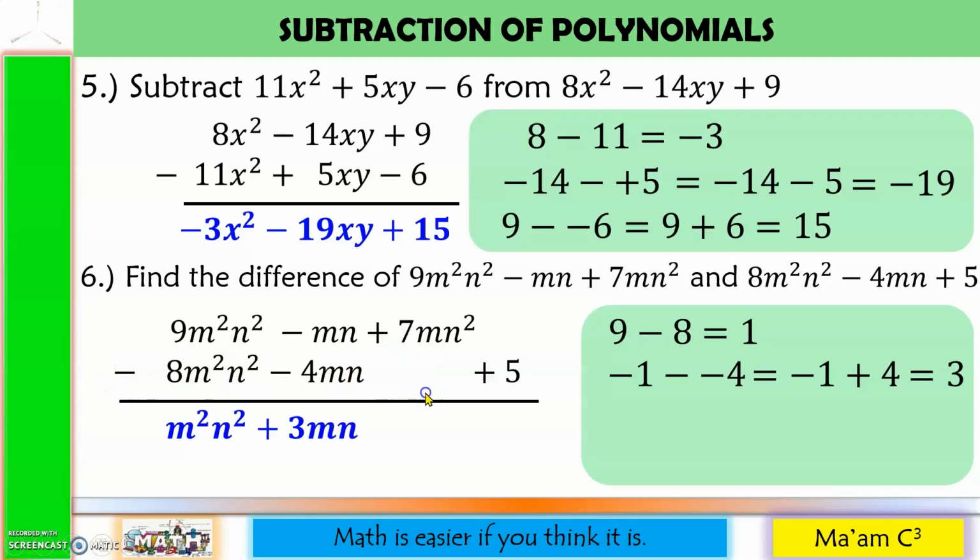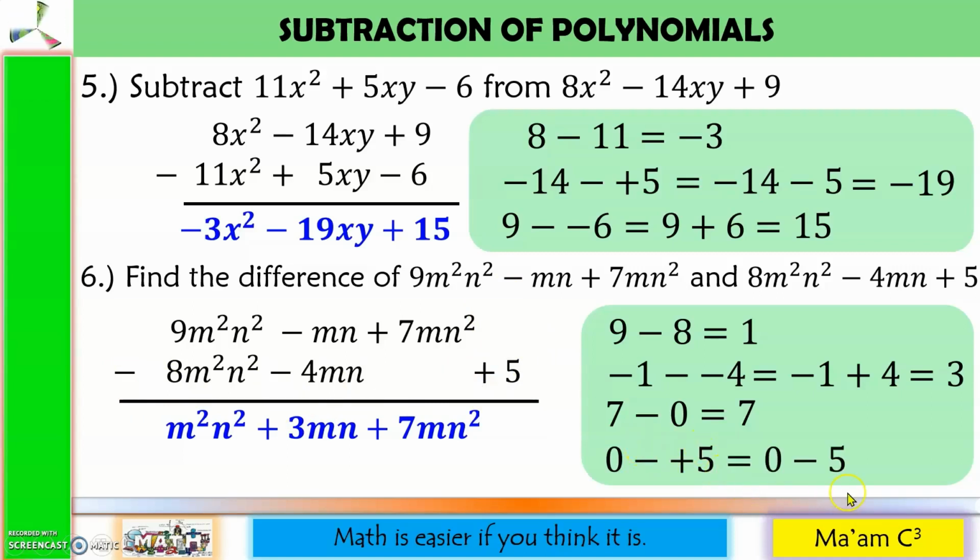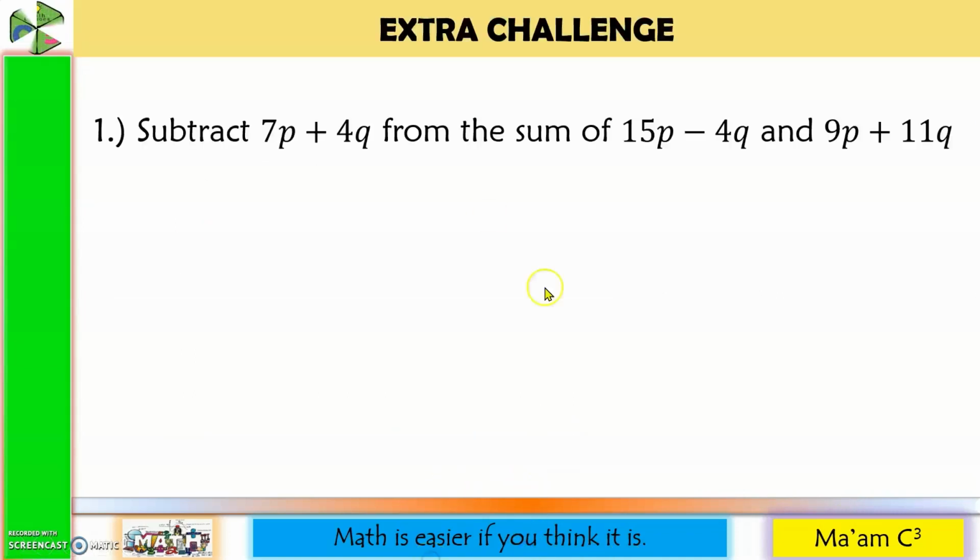Here, 7 minus nothing. So that would be 7 minus 0 and is still 7. So plus 7mn squared. For the constant, we have here nothing. So that would mean 0 minus positive 5. Different signs will become minus. So 0 minus 5, negative 5. So minus 5.